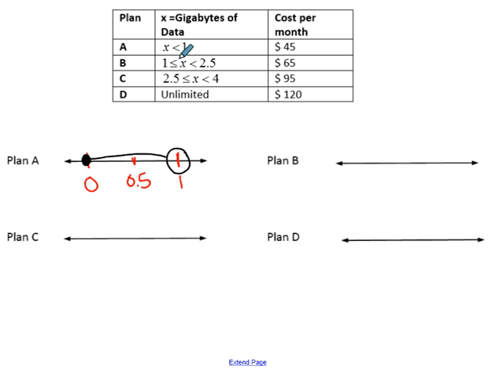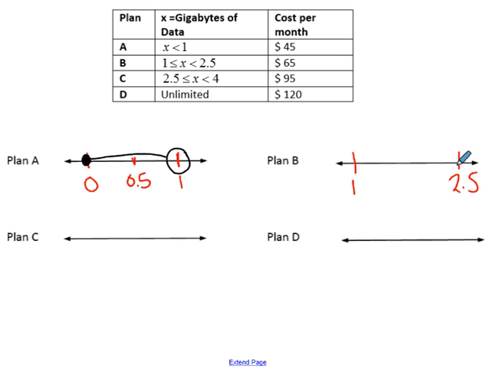Alrighty, so that being said, now we have plan B. Plan B is between 1 and 2.5. And you can see that 1 is included because it's less than or equal to right here. So I'm going to start this tick mark at 1, and I'm going to end at 2.5.